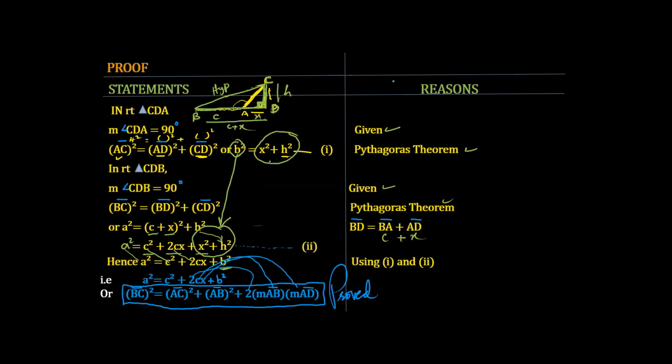It's very easy. First you take the right angle triangle of the smaller one, and then you take the right angle triangle, the larger one. You will write two equations by Pythagoras theorem, equation number 1 and 2. You substitute X square plus H square.